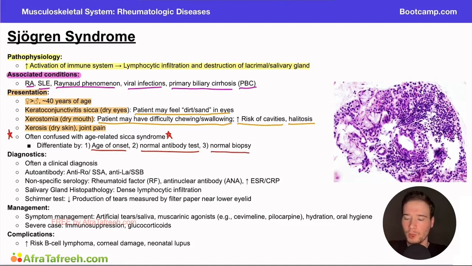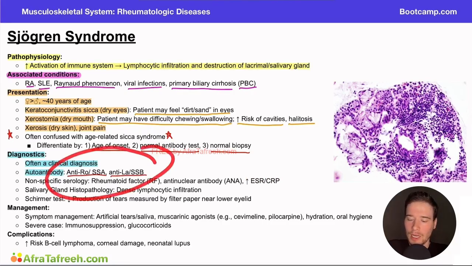So patients with age-related problems are going to have a normal biopsy versus patients who have Sjogren's syndrome, we said, are going to have lymphocytic infiltration, which you can see in this image right here. We'll talk more about that in just a moment. When we think about our diagnostics here, it's important to keep in mind that this is often a clinical diagnosis. However, there are a couple unique antibodies that we need to know. These include the anti-Ro/SSA and the anti-La/SSB antibodies.